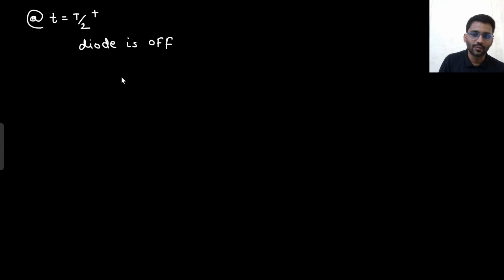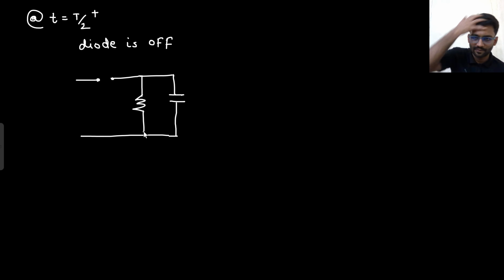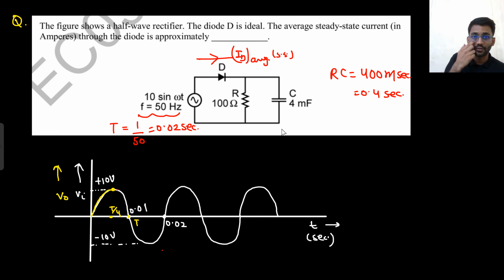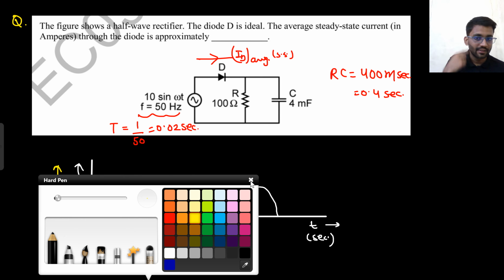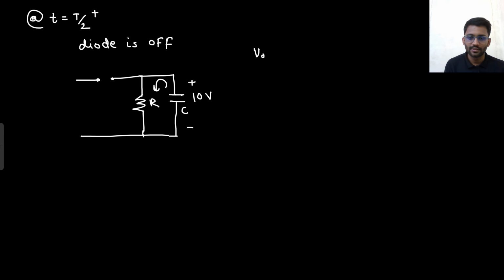If the diode is off, what will happen? There is this resistor R, but there is no meaning of it because the diode is off now. This is the capacitor, and it is charged to 10 volt. So the capacitor will start discharging. This is your V0. I did not specify it, but we are taking it as V0. So V0 will start decaying, and it will decay in this manner.